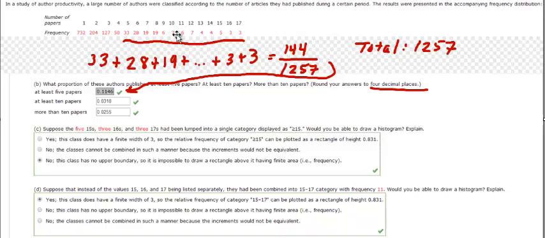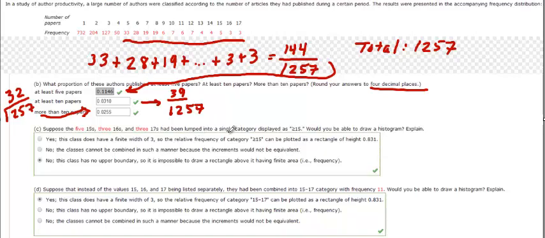At least 10 papers would be this 7 plus 6 plus 7. When I added up the 7 plus 6 plus 7 plus 4 plus 4 and so on, I got 39 out of 1,257. And wrote down that decimal. The next one, more than 10, would not include 10, so take that 7 out for this one, and for this one I got 1,257, and on top was a 32. Did that division and ended up with this 0.0255 right there. All right.